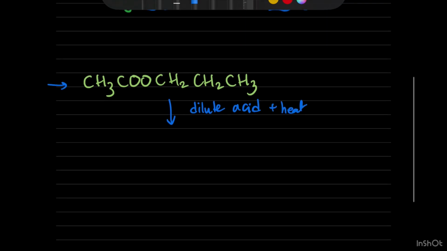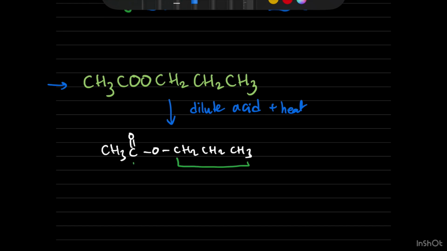I want to write it again in order to understand the process. CH3, C double bond O, O, and then CH2, CH2, CH3. Remember that the ester is composed of an alcoholic part and a carboxylic part. This is the carboxylic acid part and this is the alcohol part.